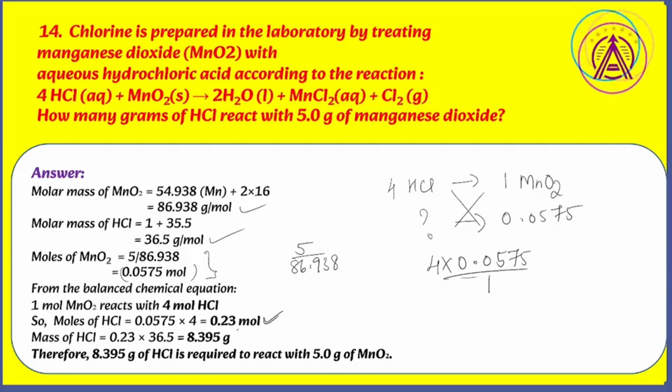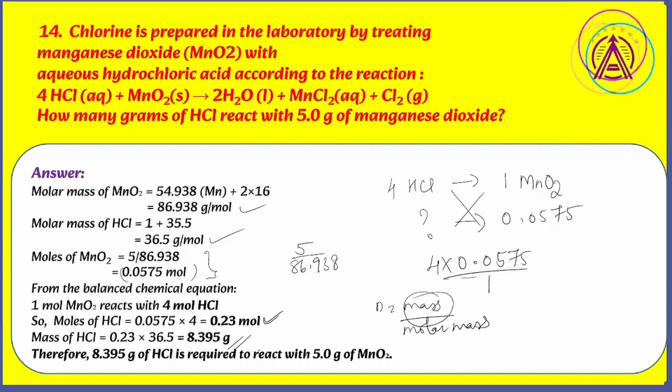Now from this data of 0.23 moles, we need to calculate what mass it corresponds to. We know moles is mass by molar mass. So if you know the number of moles and molar mass, we can easily find the mass, which is the number of moles, 0.23, into the molar mass of HCl, which is 36.5. So we get 8.395 grams, which is reacting with 5 grams of manganese dioxide.